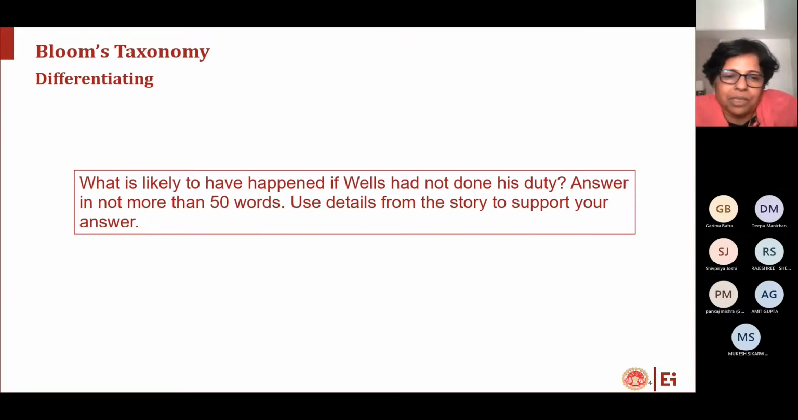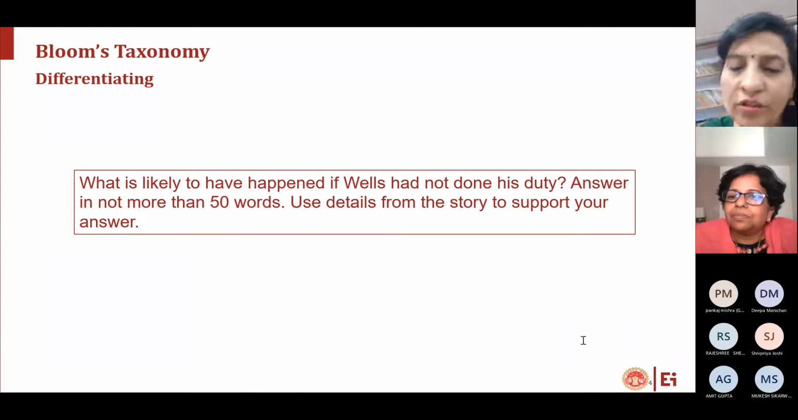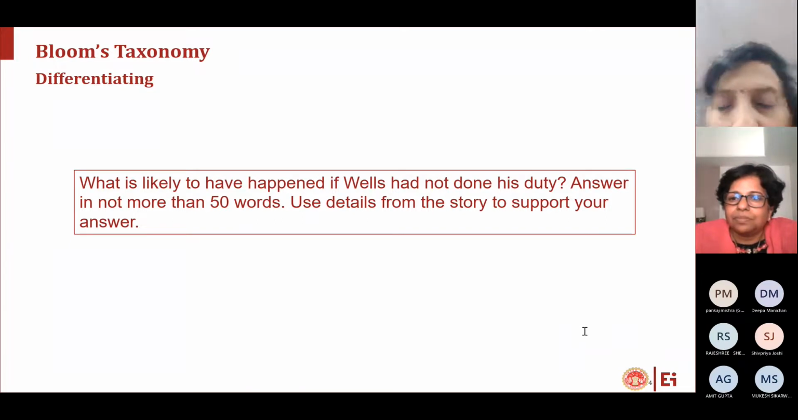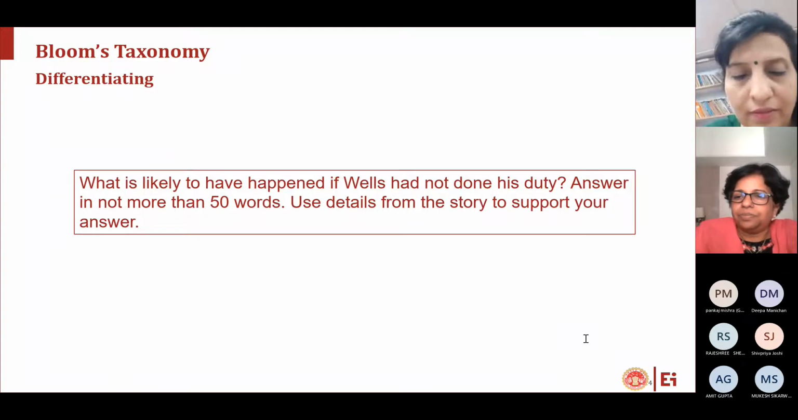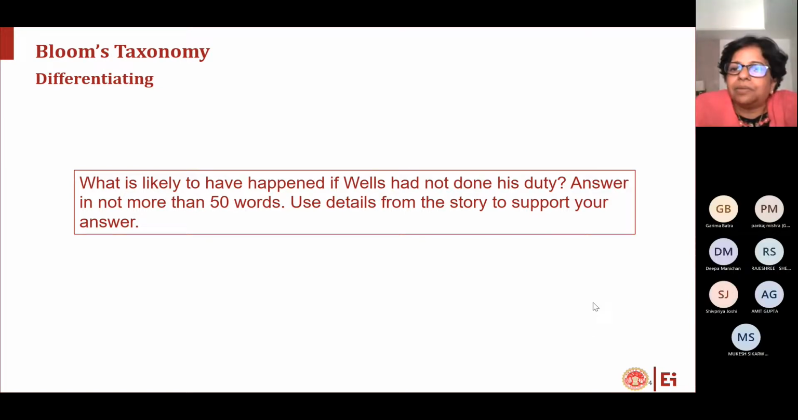Let me get the answers from others. Do you think it is at a granular level or at a conceptual level? Can you please type your answers into the chat box? Rashi ma'am said conceptual level. Amit Gupta said conceptual level. Madam, even according to me, it is at conceptual level. Garima ma'am says conceptual level.